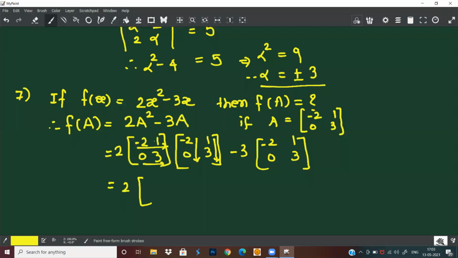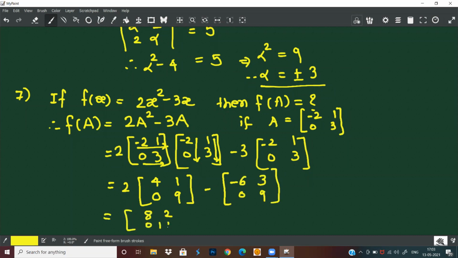Multiply the two: this is 4 plus 0, minus 2 plus 3, 0 plus 0, and 0 plus 9. Multiply by 3: minus 6, 3, 0 and 9. 8 minus minus 6, so this is 14. Then you will have minus 1, zero and nine. This is your answer.